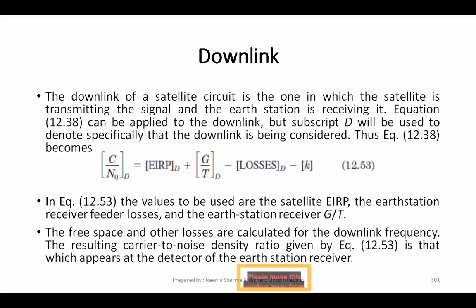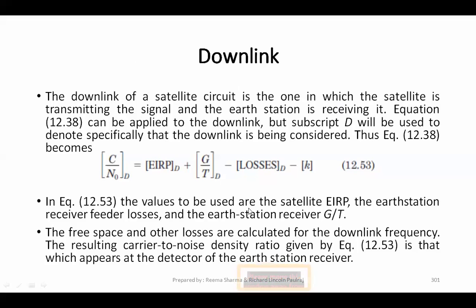Whatever we discussed so far for the uplink is applicable to the downlink as well. The notations change here with the subscript D. This means that we are receiving signals from the satellite, and the final destination is the Earth station. The downlink of a satellite circuit is the one in which the satellite is transmitting the signal and the Earth station is receiving it. One more thing to keep in mind is that uplink takes a lot of power, but downlink doesn't take much. I do not need much power to transmit my signal from the satellite to the base station.